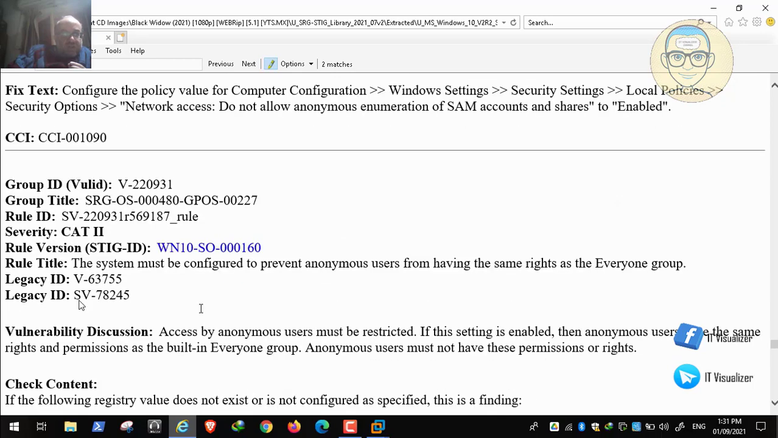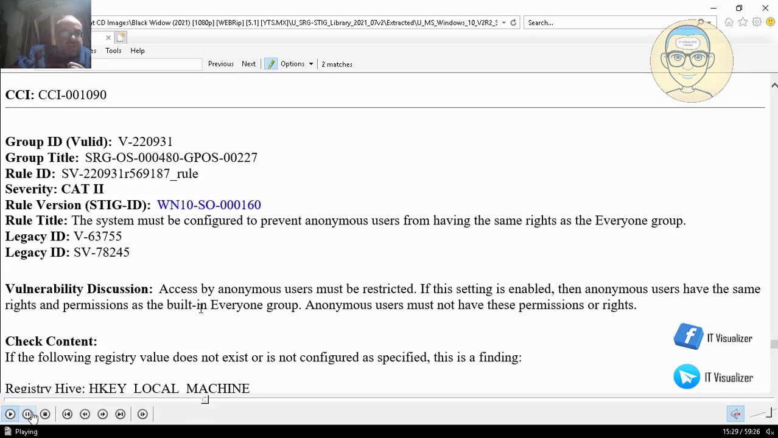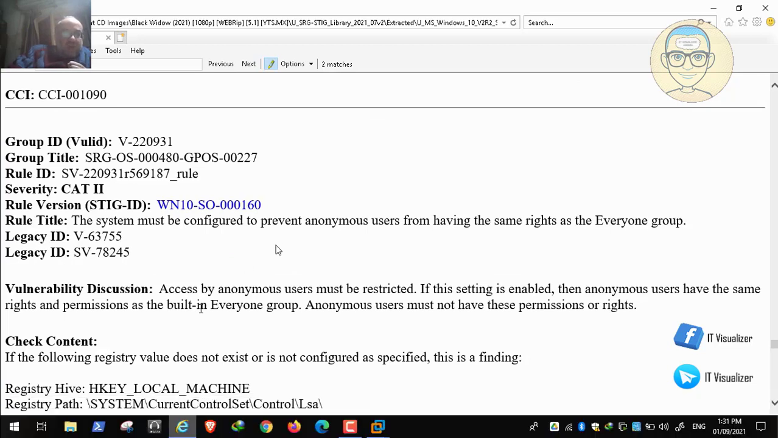Restrict anonymous: the system must be configured to prevent anonymous users from having the same rights as the Everyone group. Here we have discussed this group policy before: an anonymous user is an unknown user, not from your domain, not from your workgroup. He is an anonymous one, out of your domain, out of your workgroup. So he's saying that this kind of user should not have the rights of the Everyone group. The Everyone group is a group by default in the local machine or in the domain.